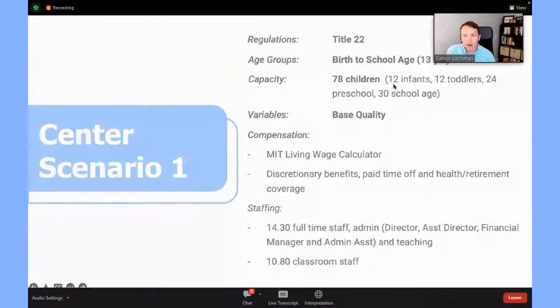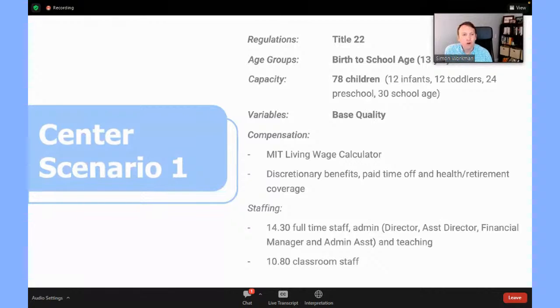So on the first scenario, this is a center that meets Title 22 that serves children birth through school age. The total capacity of this program is 78 children, and that's across 4 classrooms. So there's 1 infant classroom, 1 toddler classroom, a preschool classroom, and then a school age classroom. And you can see the maximum capacity there on the slide. In terms of the variables, looking at that other purple slide that Gina shared a moment ago, it's what we're calling base quality as opposed to Title 5. So this is a base Title 22 program.